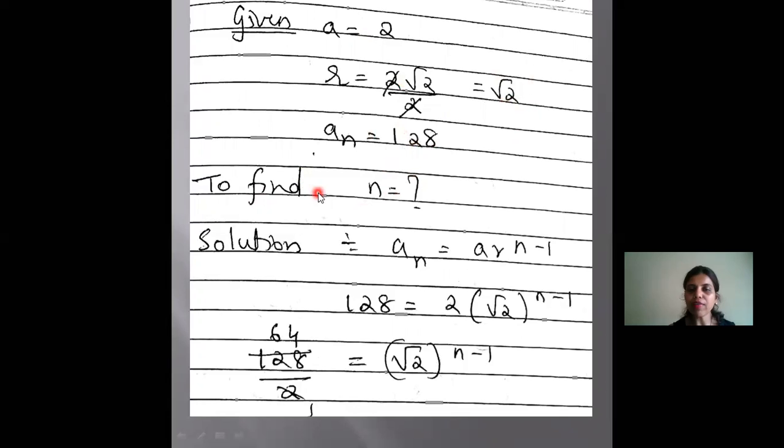Now we have to find the value of n. So an is equal to a into r raised to n minus 1. We substitute the value: 128 is equal to 2 into (root 2) raised to n minus 1. Now we'll divide this 128 with 2. So we get the value as 64 equals (root 2) raised to n minus 1.